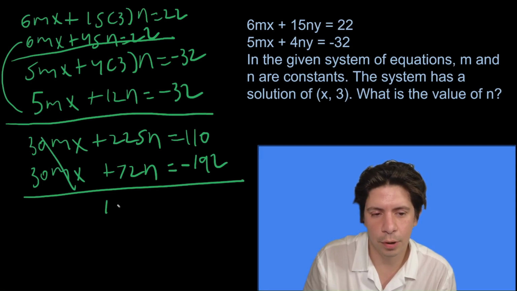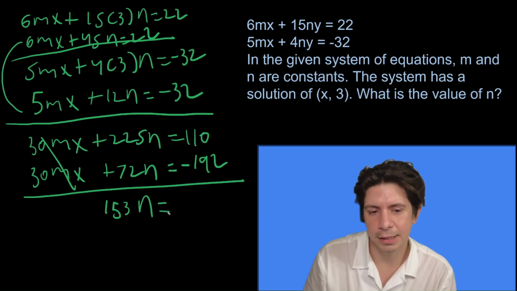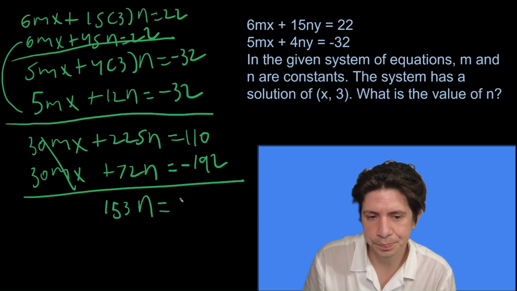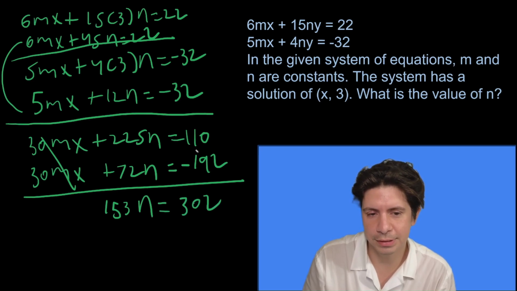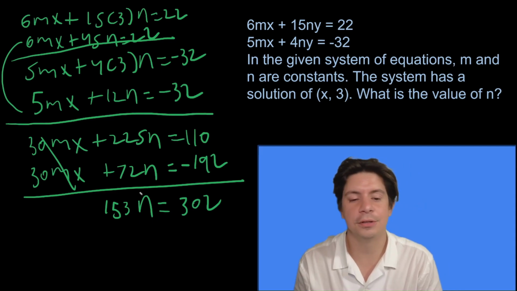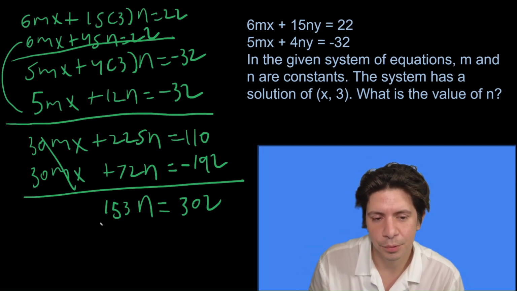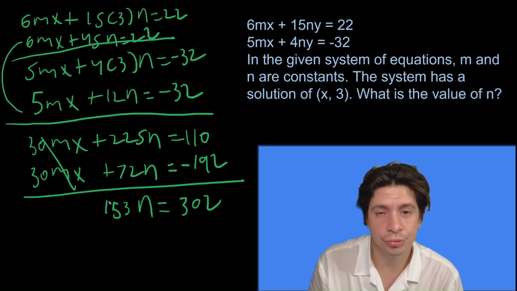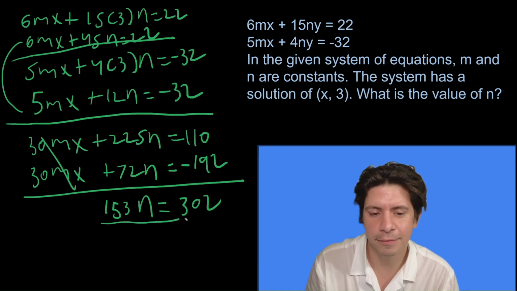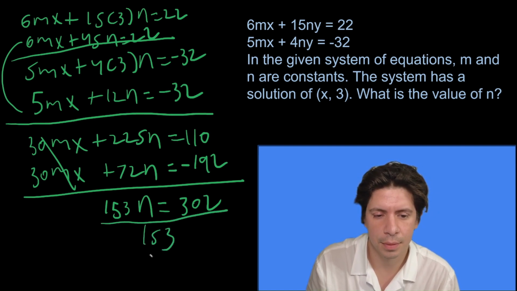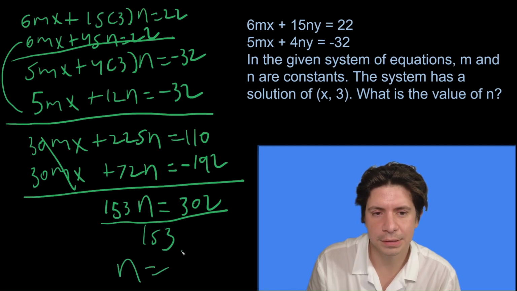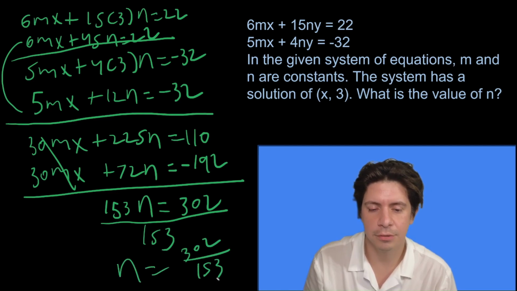This is going to become 153n, and I'm going to get 302, because 110 minus negative 192 is like adding. So then to get from here, we are going to, anyone? We're just going to divide by 153. So n gives us 302 divided by 153.